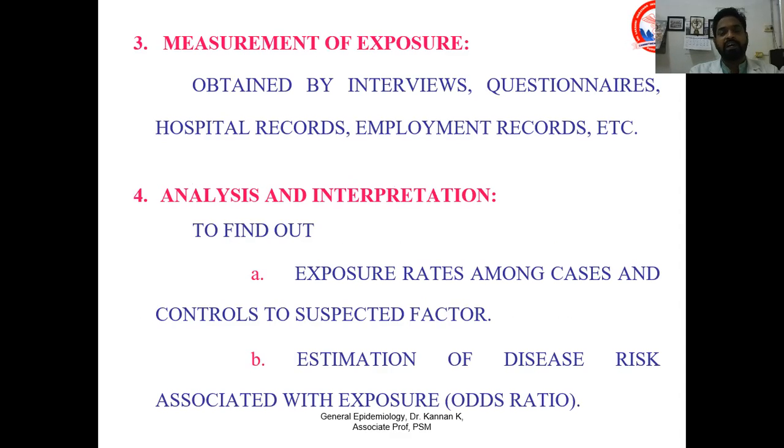Measurement of exposure is obtained by interviews, questionnaires, hospital records, employment records, etc. Analysis and interpretations: to find out exposure rate among cases and controls to suspected factors. So we are going to find out the exposure rates among cases and controls with the suspected factor. Second, estimation of disease risk associated with the exposure. That is, we are going to use odds ratio in a case-control study.